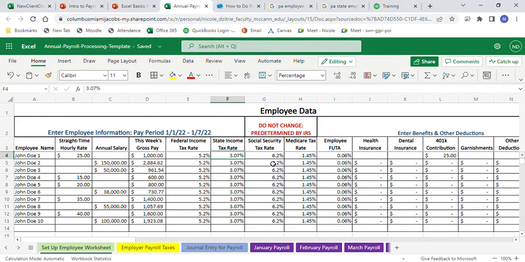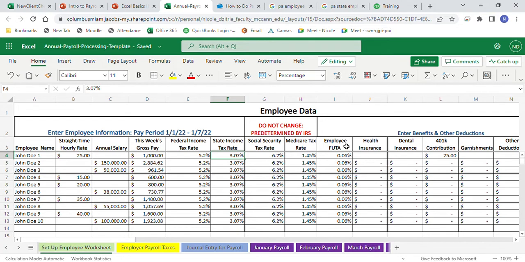The only person who is going to do that is this guy here, John Doe number 2, because I'm pretty sure the cap right now is like at 148. So that means his very last paycheck, he probably is going to have just a little bit of OASDI to pay. Medicare, there's no cap and it's 1.45.